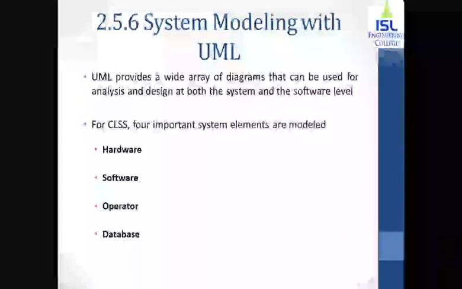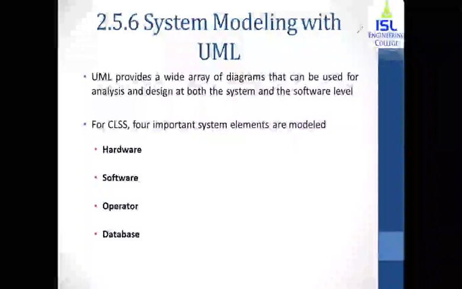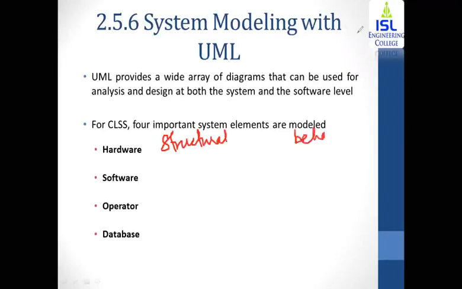The next part of modeling and system modeling is system modeling using UML. Now UML stands for Unified Modeling Language. Within the Unified Modeling Language, you've got different types of diagrams. You've got 2 types of diagrams: structural diagrams and behavioral diagrams.